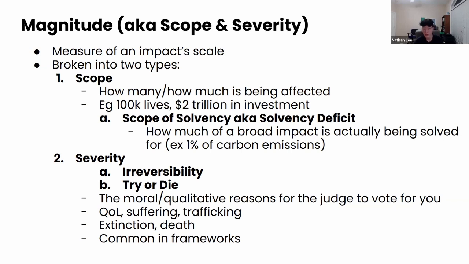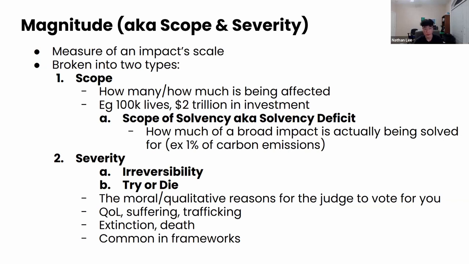Additionally, within scope, there's a more specific type of scope weighing called scope of solvency, or a solvency deficit. This is usually used offensively when you're trying to take out your opponent's scope weighing. The way you do this is to say that even though your opponents give you a giant impact in terms of scope, a great example is climate change, they're only solving for like 0.1%, right? A common one you'd see is that if we're trying to solve like 2.3 trillion tons of carbon emissions by 2050, they can only solve for like 0.3% of that, which means that it's not worthwhile in a judge's ballot.